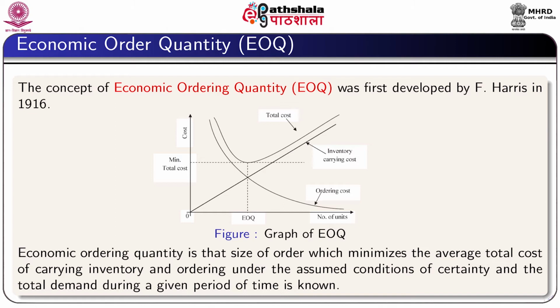Thus, we have to make a balance between these two costs in order to minimize the total cost. The figure shows that when the ordering cost and holding cost are equal, the total cost is minimum. So, economic order quantity is that size of order which minimizes the average total cost of carrying inventory and ordering, under the assumed condition of certainty, where the total demand during a given period of time is known. Until now, we have discussed the meaning of inventory, reasons for carrying inventory, the costs associated with inventories, and the basic concept of economic order quantity.